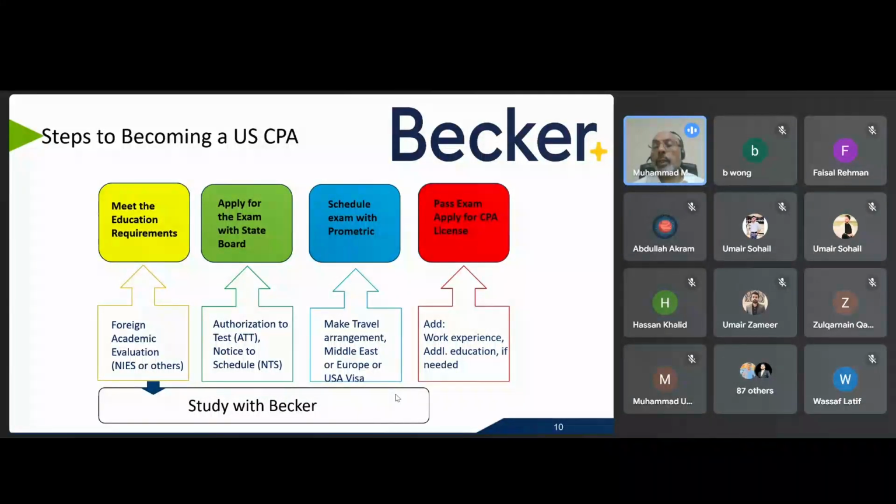Don't worry about adding at this stage. First, pass the exam. If you don't first pass the exam, there's no need for additional credit hours. So first take the exam. You have 3 to 4 years to add the remaining missing credit hours.